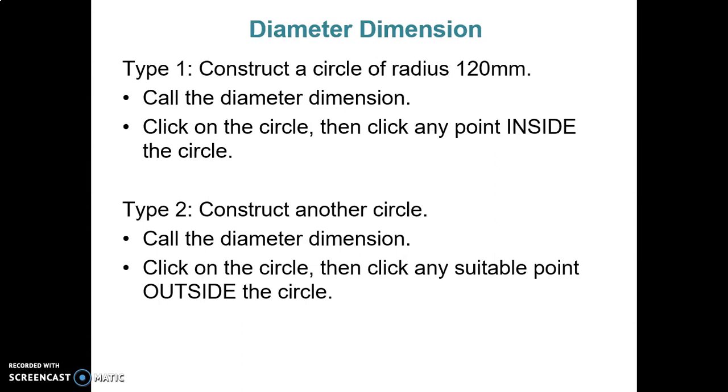Okay, so the diameter dimension. The first type, construct a circle of radius 120 mm. Then click on the circle, then click any point inside the circle. We want to try making its diameter. For type 2, construct another circle. Click the diameter dimension and click on the circle, then click any suitable point outside the circle.